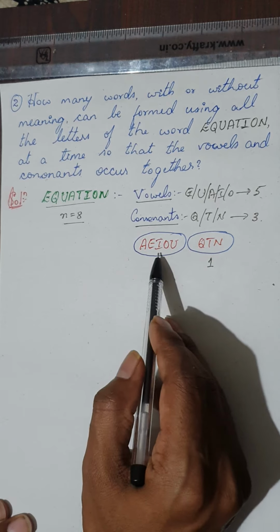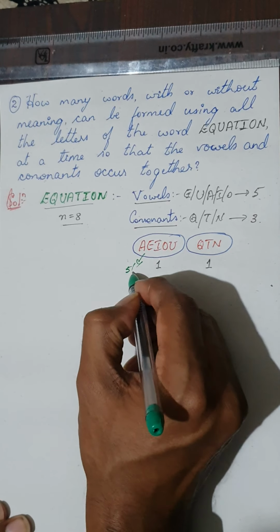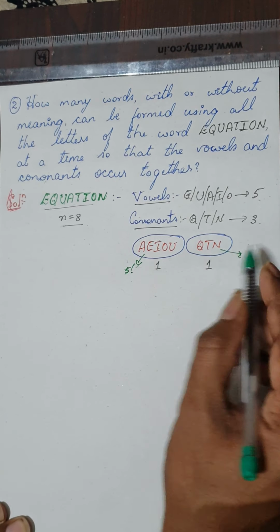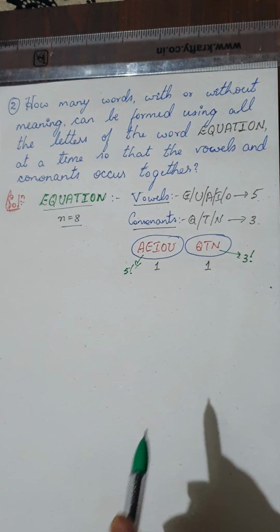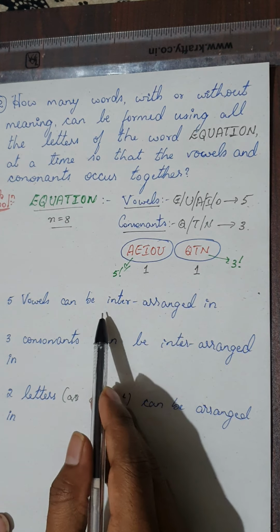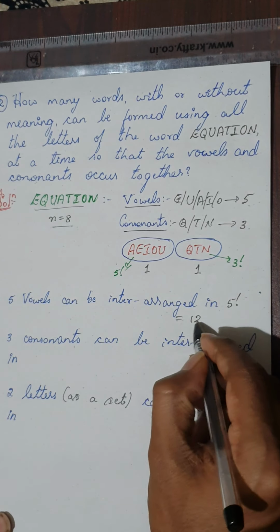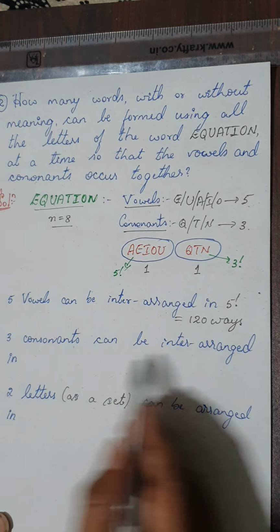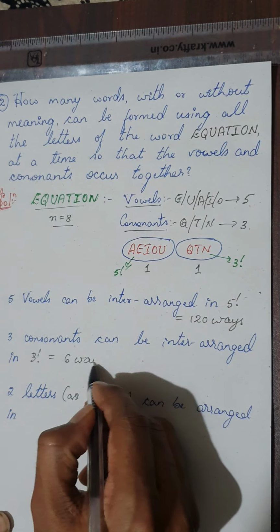Now again, what about these letters? The vowels can be interarranged. There are 5 vowels, and they can be interarranged in 5 factorial ways, and you can see no repetition is there. In the same way, the consonants can be interarranged in 3 factorial ways. Therefore the required number of arrangements: 5 vowels can be interarranged in 5 factorial. We know 5 factorial is nothing but 120 ways. In the same way, 3 consonants can be interarranged in 3 factorial, which is 3 times 2 times 1, 6 ways.